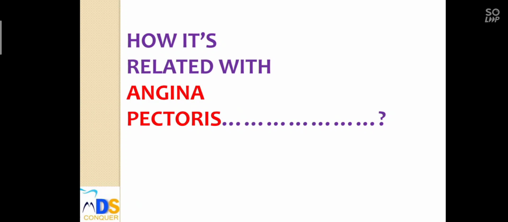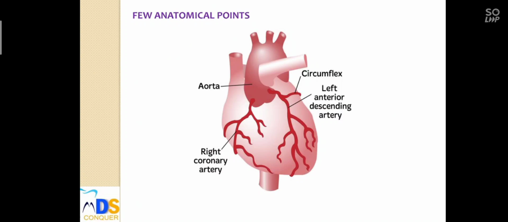How are these reasons related to angina? Before going further, I would like to explain a few points regarding the anatomy of the heart. You all know that coronary arteries supply the cardiac muscle. Among the branches of the coronary arteries, the left anterior descending artery, which is a branch of the left coronary artery, is commonly associated with atherosclerosis. So we can say that the tissue receiving nutrition from the left anterior descending artery is more prone to ischemia.